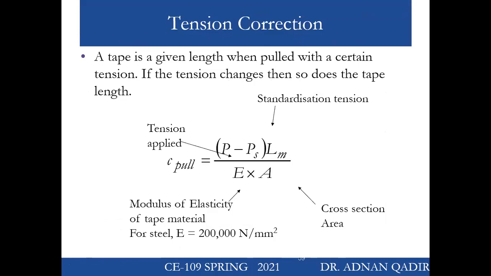Then for tension correction, we use this formula. P is the tension you applied. P naught is the standardized tension. LM is the measured length. E is the modulus of elasticity of the tape material. For steel, you can take this as 200,000 Newton per millimeter square. It may be 29 million psi in the other unit, and A is the cross-sectional area.